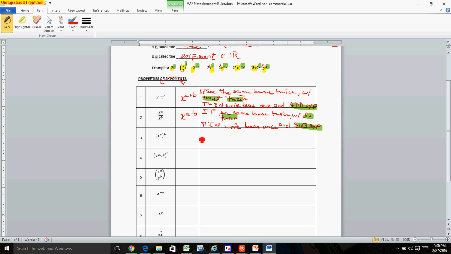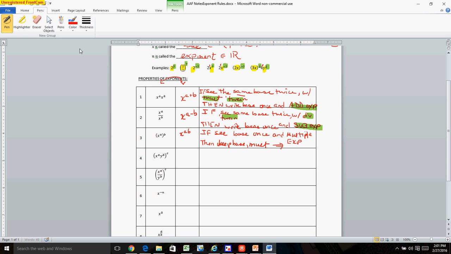Here, notice, if I see the base only once and I see multiple exponents, then multiply those exponents. Keep that base and multiply exponents. So this looks like x to the a times b.